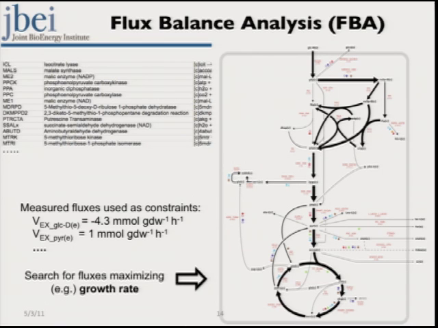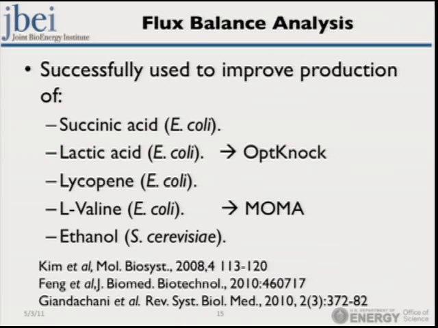Now, this, of course, is a big assumption. Many people are not particularly happy with it, and that's why we're doing something else on top of that, which is called 13C metabolic flux analysis. Now, in spite of that, it's a very simple approach to try to determine the fluxes inside your cell, your system, and it's been incredibly successful. It's been used to improve the production of succinic acid, lactic acid, lycopene, valine, and ethanol in E. coli and yeast.